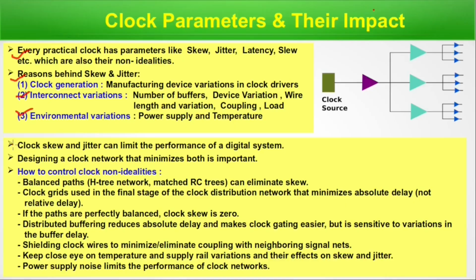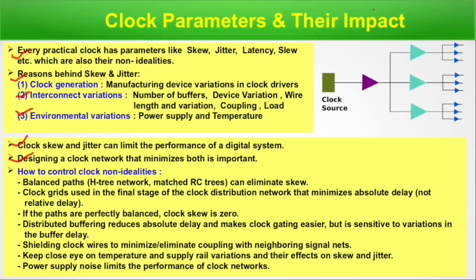Now, clock skew and jitter can limit the performance of a digital system. We know that. Obviously, designing a clock network that minimizes both is important. Now, how do we control these non-idealities? These are the impacts; performance may degrade. So, how can we control them?